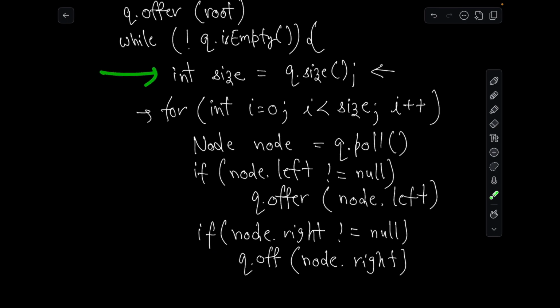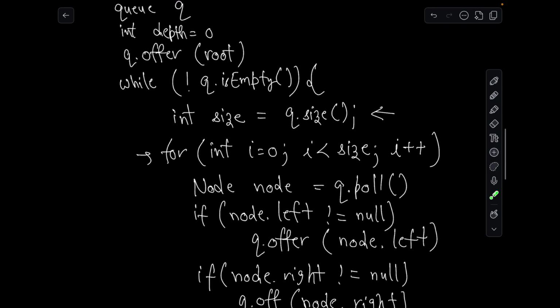That's why here I'm checking the size first. Otherwise, if I don't check the size, then all of these nodes will be processed in the same level. So that's why I'm checking the size here. This size will make sure that all the nodes at a particular level are traversed before processing the other nodes. Okay. So initially my depth is 0.